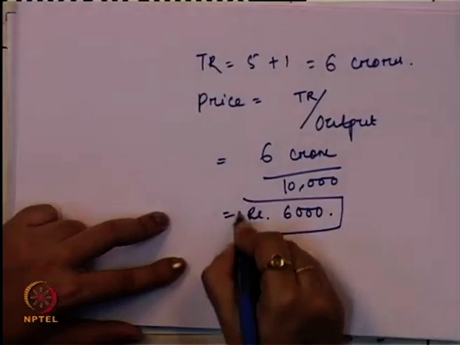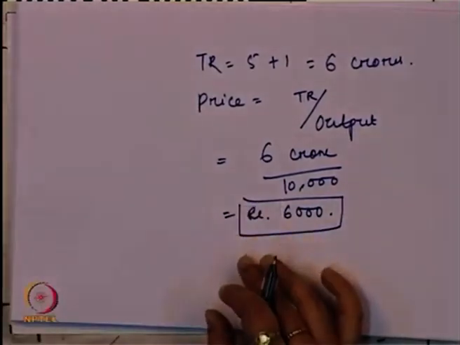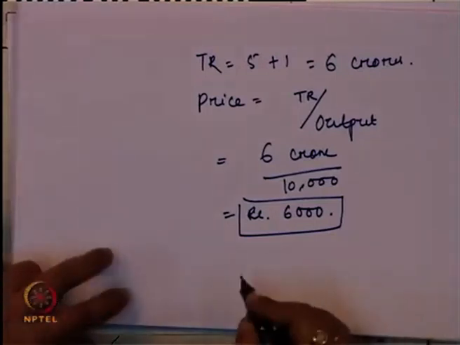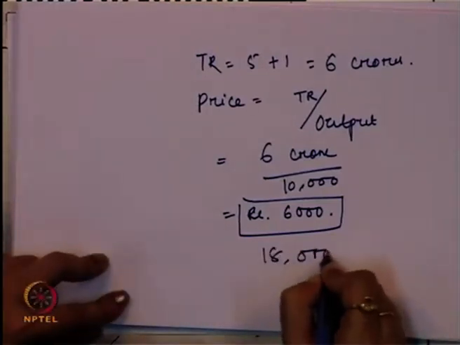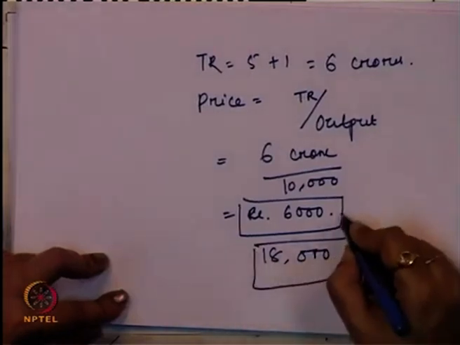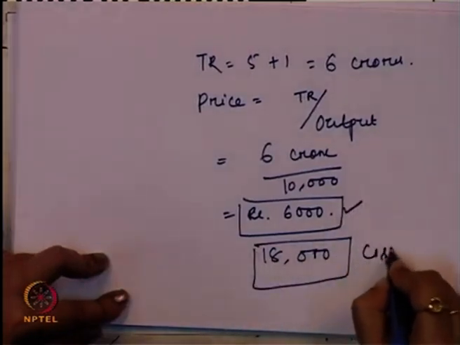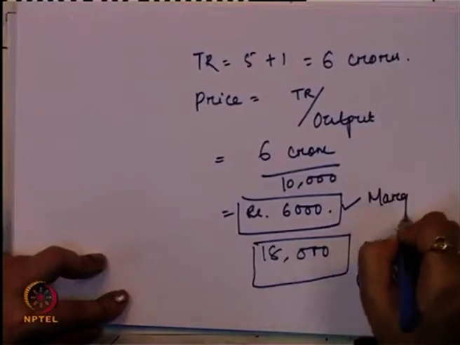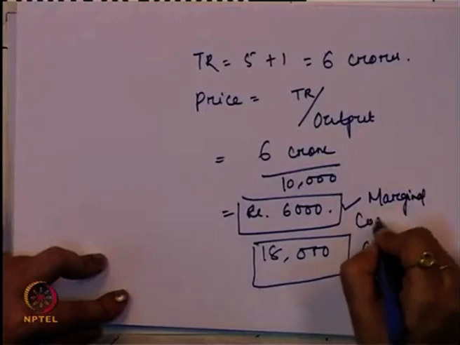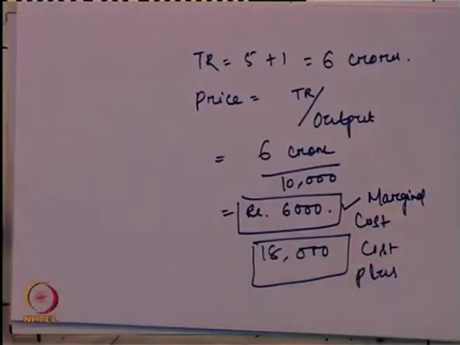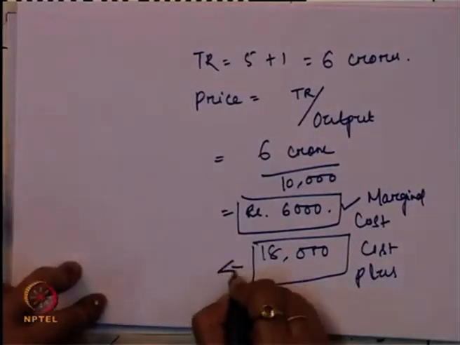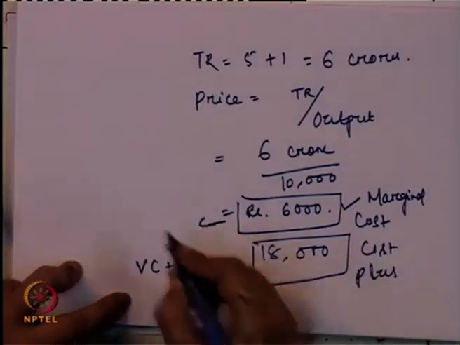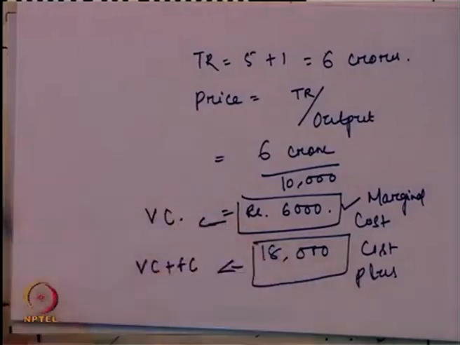Price. So when we have found out the price on the basis of the full cost, the price is equal to 18,000. And on the basis of the marginal cost, the price is 6,000. So this is cost plus, this is marginal cost. And what is the difference between these two? In case of cost plus, we take variable cost plus fixed cost. In case of marginal cost, we only take the variable cost.